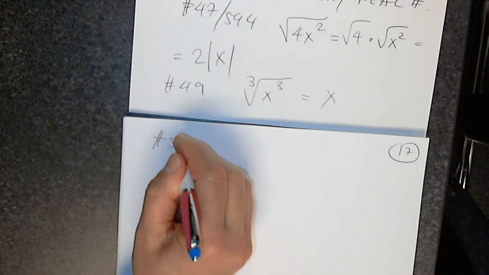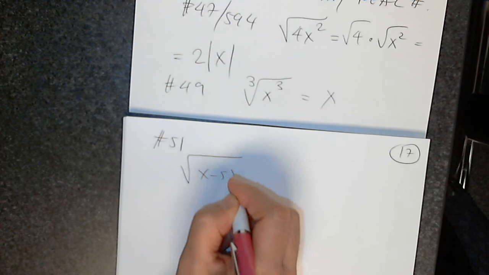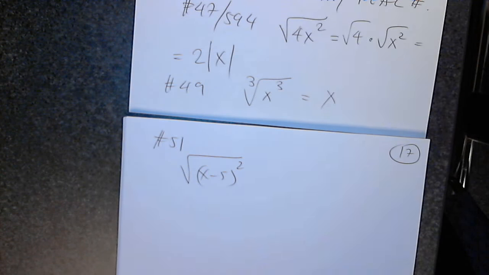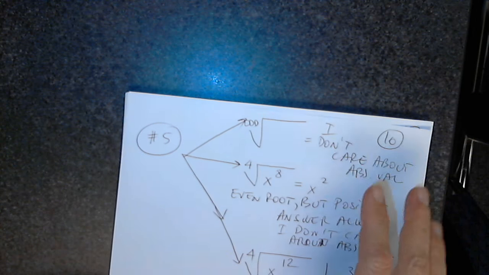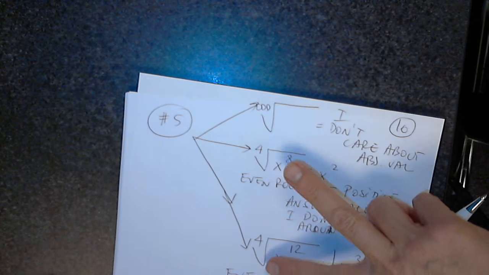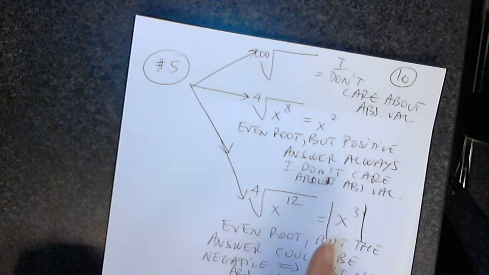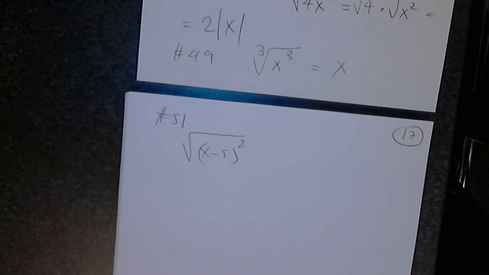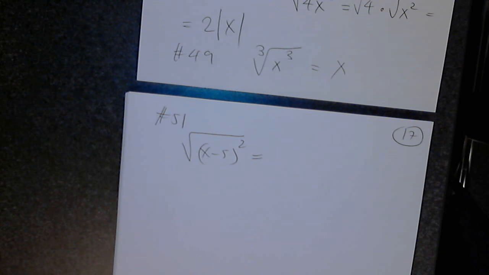51. I have the square root of x minus 5, everything squared. Before I write the answer, I go through my options. Odd root? No. Even root? Yes. There are 2 options for even roots. If the answer is always positive, I don't care for the absolute value. If the answer can be negative, I must write the absolute value on the final answer. So just x minus 5.